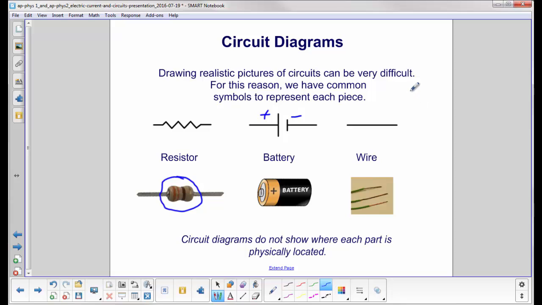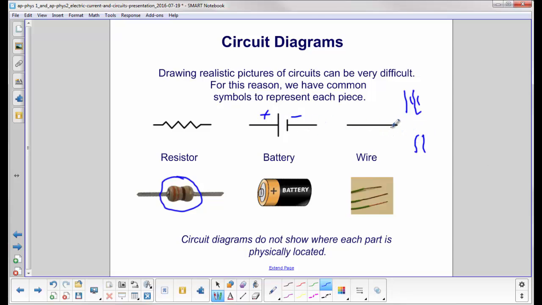Sometimes people will draw batteries like this. They'll put an extra two pieces in. I actually like doing it that way because then it makes it harder to confuse with a capacitor, where a capacitor is drawn as two parallel pieces. So you can almost see how that could get confused here.